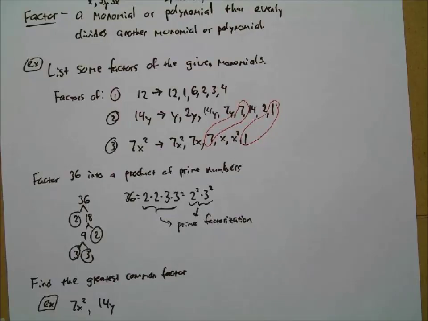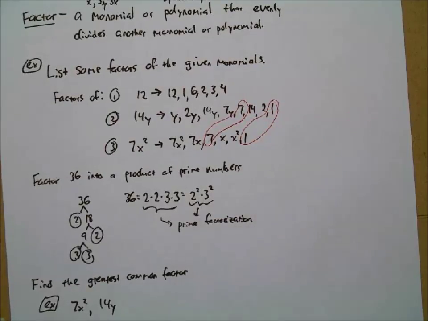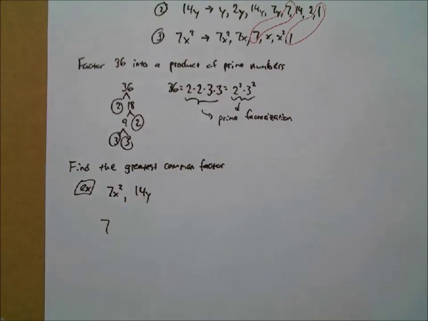True, but the variables are different though, so we wouldn't say they're common. So yeah, those are it. That's it, right? Okay. So those are all of the common factors. These are shared by both of these. They're the common factors, but which one of those is the greatest? 7, right? Obviously it's 7. And so our greatest common factor here is going to be 7.